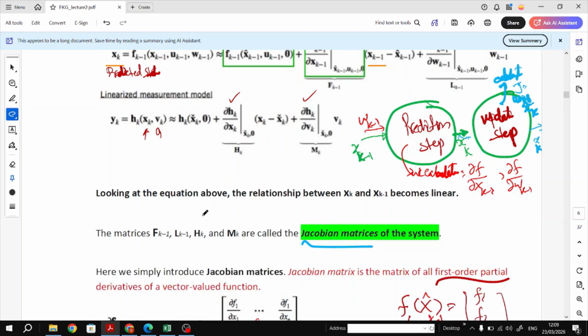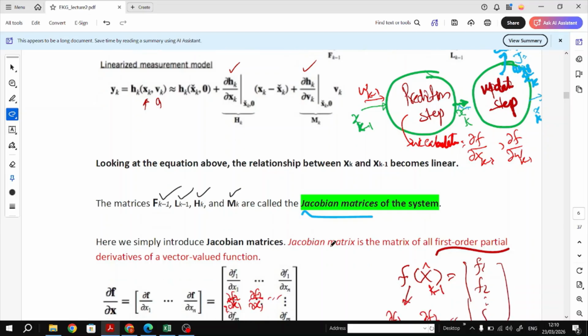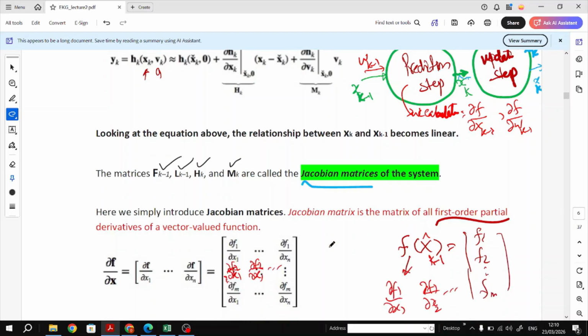Let's have a deeper look at these four matrices, which we call F, L, H, and M in this case, because calculating these four matrices is core to EKF. So let's see how we can calculate them. In mathematical terms, these matrices are called the Jacobian matrices of the system. What is a Jacobian matrix? A Jacobian matrix is simply the matrix of the partial derivatives of a vector valued function.